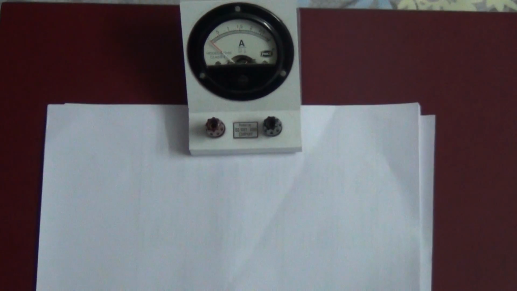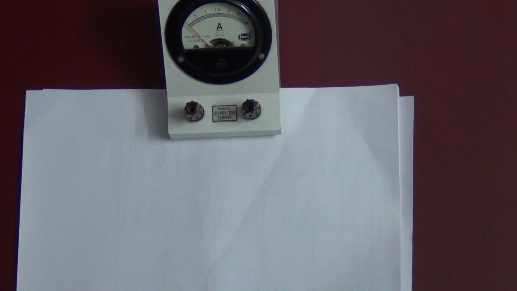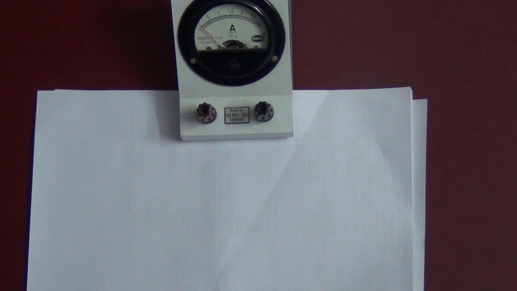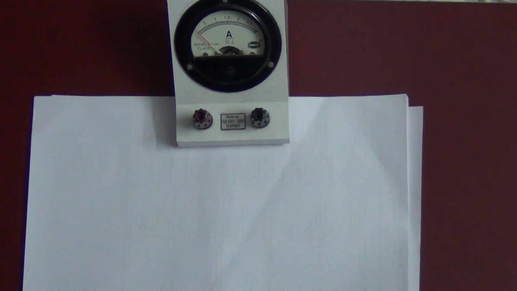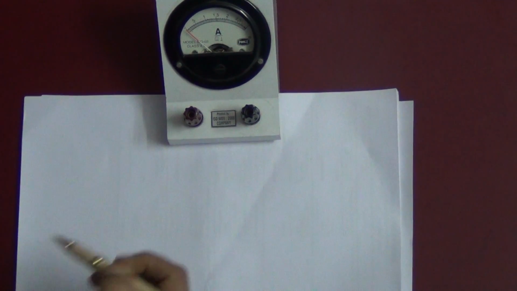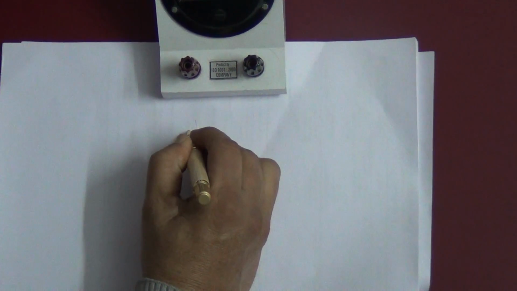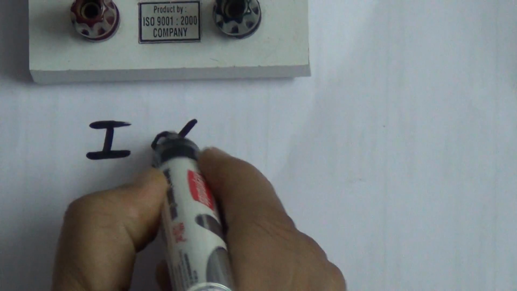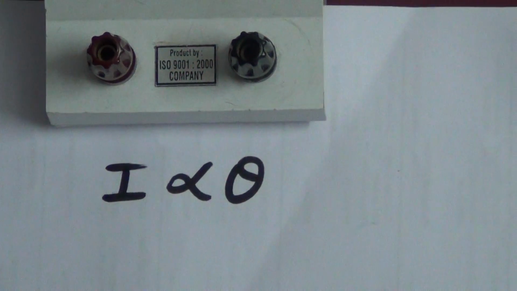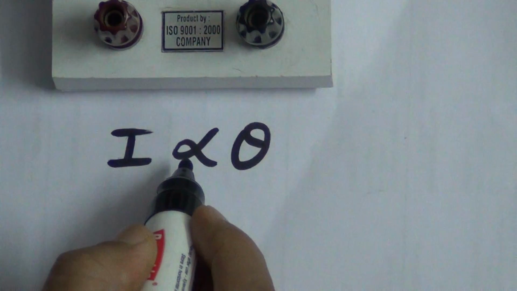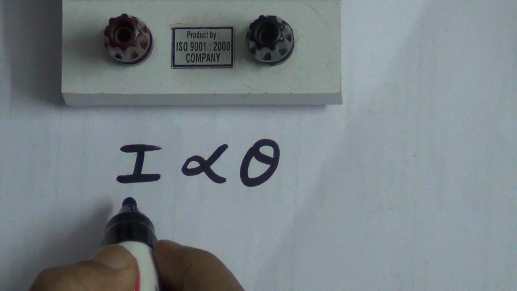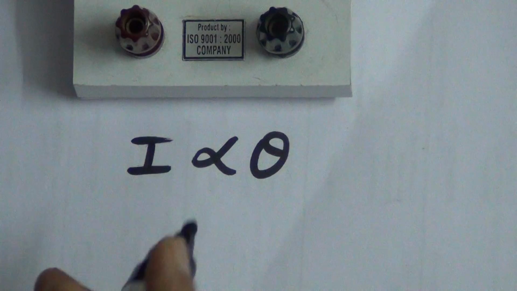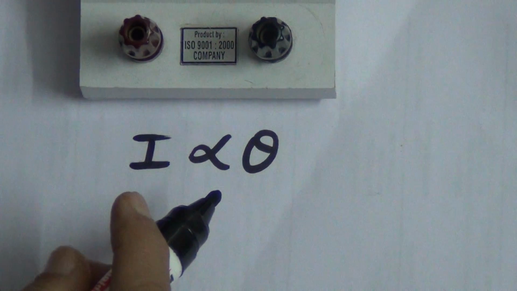When we discussed the galvanometer, I told you how to calculate current sensitivity. As I told you, in a galvanometer we concluded that I is directly proportional to the deflection in the galvanometer. I is directly proportional to theta. With the help of this equation, we can calibrate a scale of the galvanometer and convert it into an ammeter.